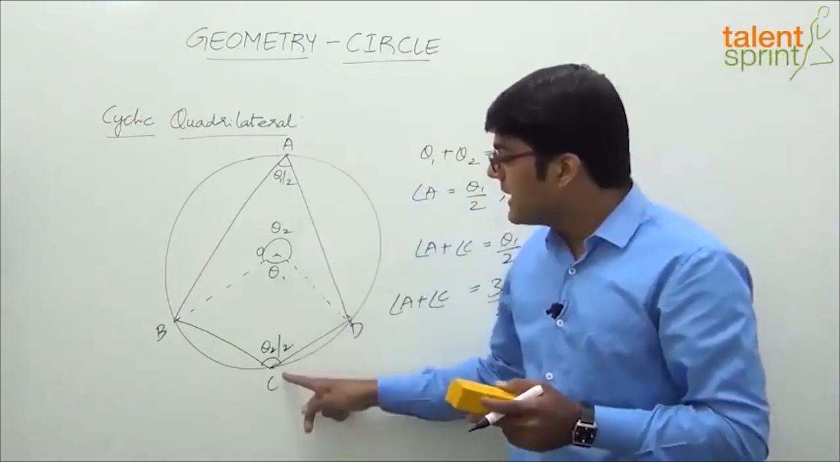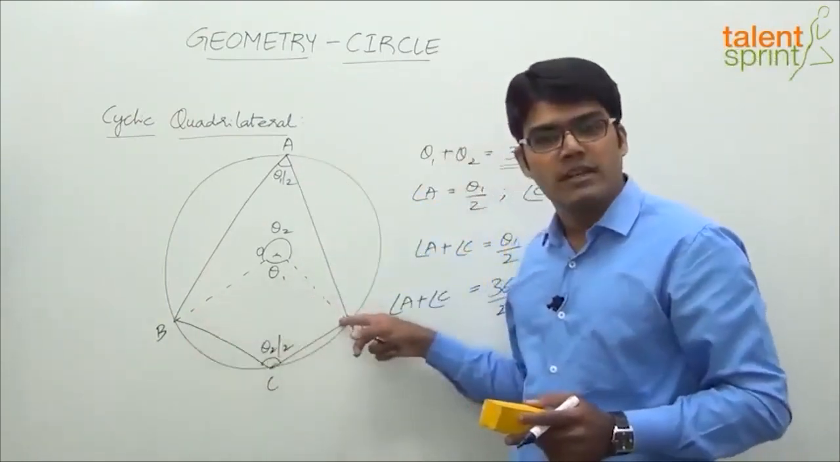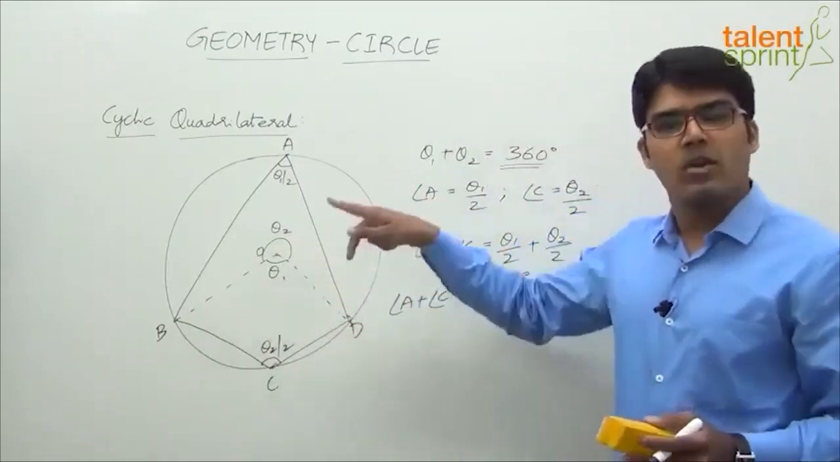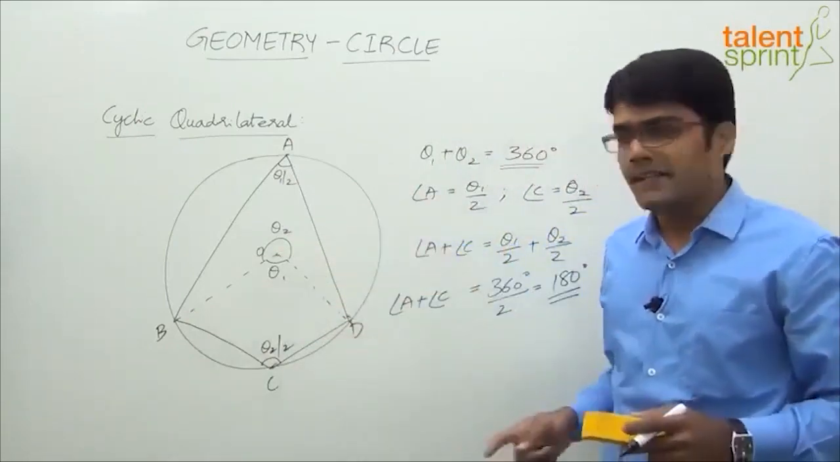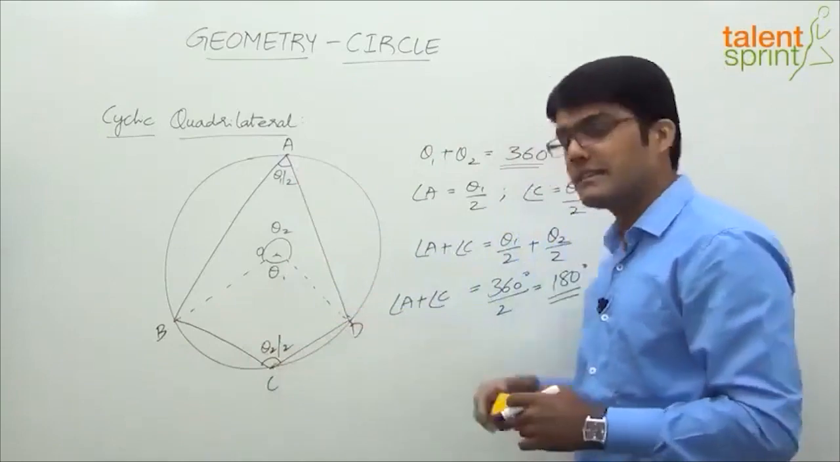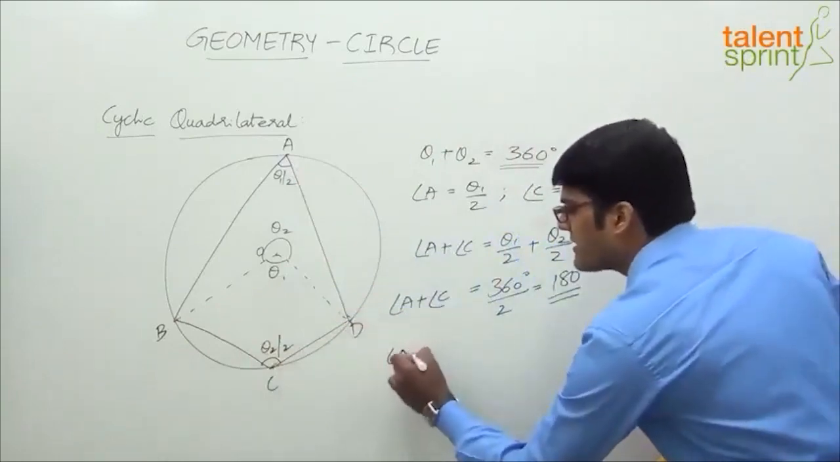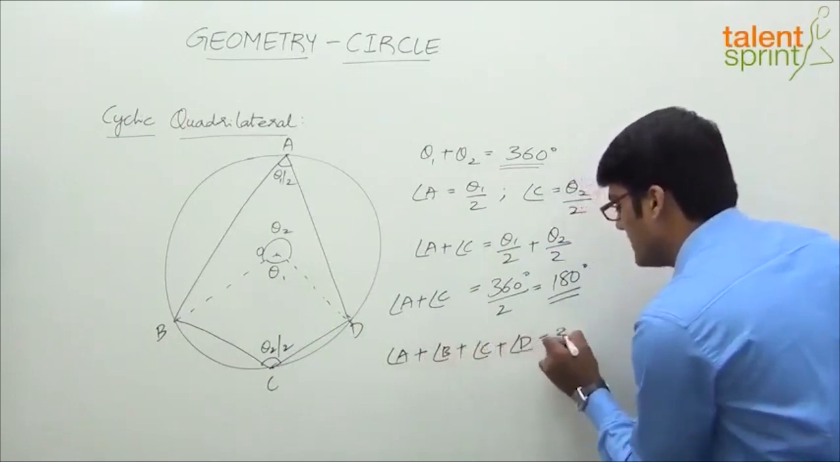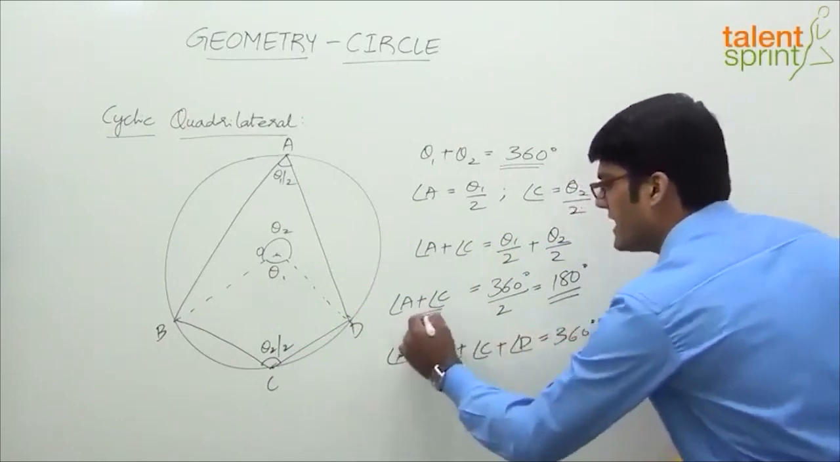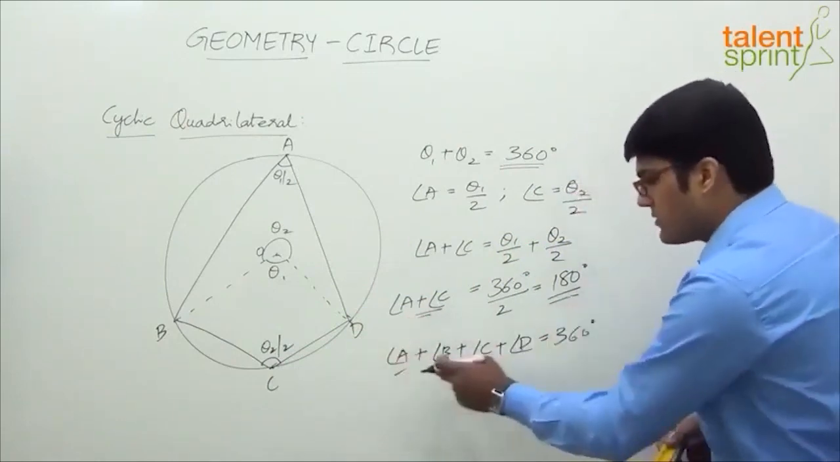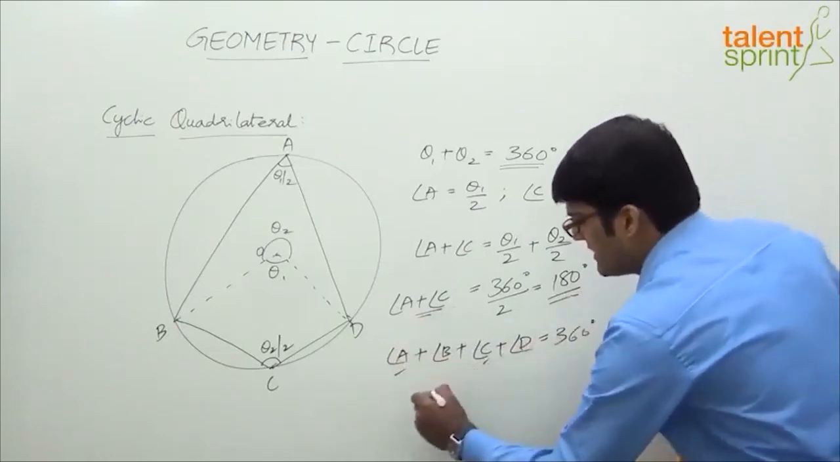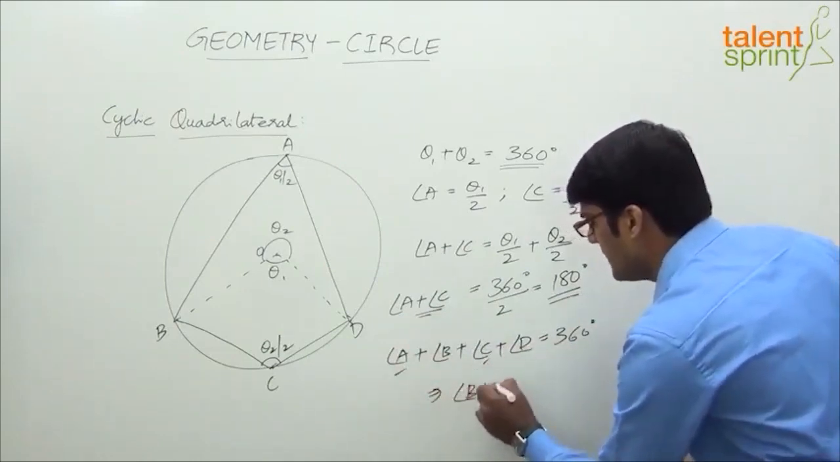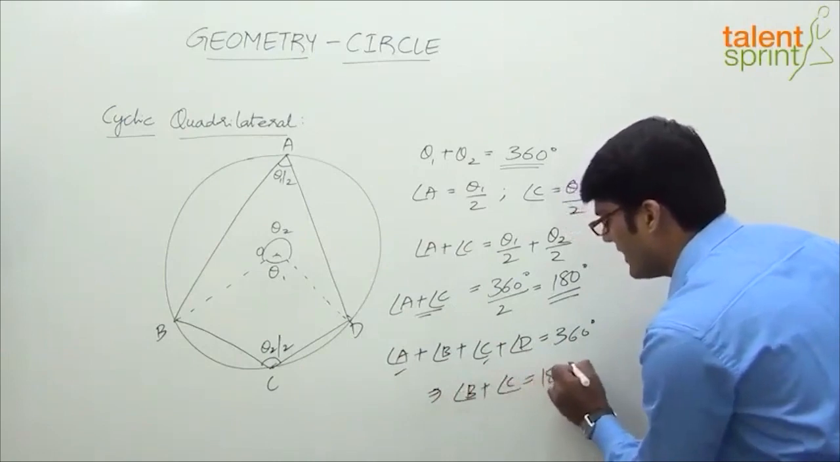If A plus C is 180, it is obvious that B plus D will also be 180, because the sum of angles in a quadrilateral is always 360 degrees, right? The sum of all the angles should be 360 degrees. So angle A plus angle B plus angle C plus angle D has to be 360 degrees, out of which we know that A and C is 180. So B and D will also be 180.